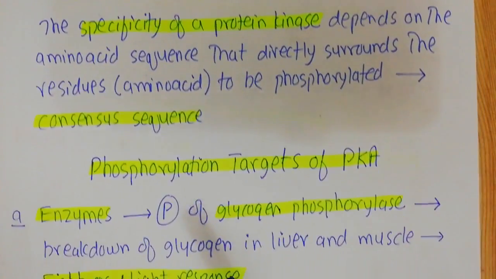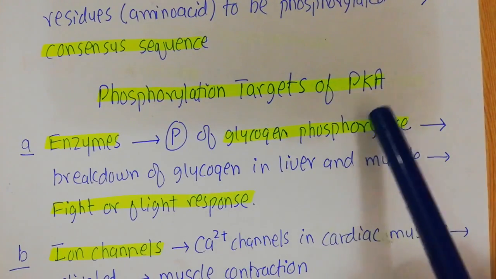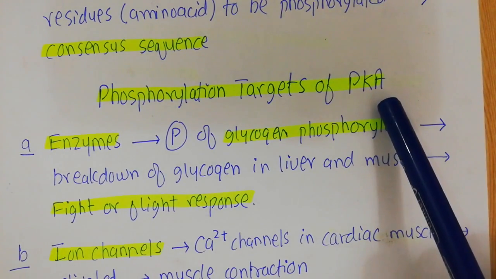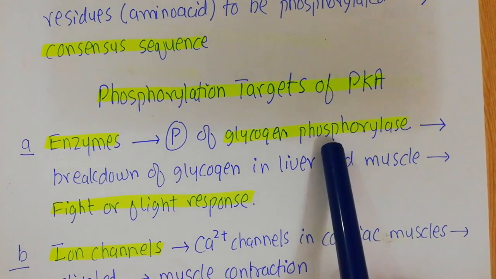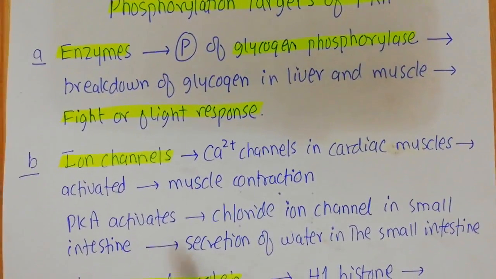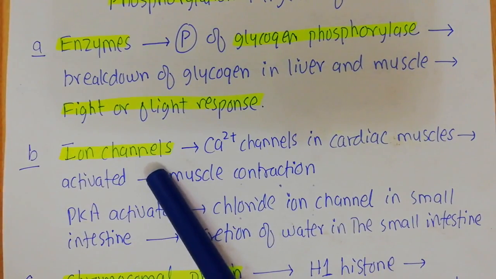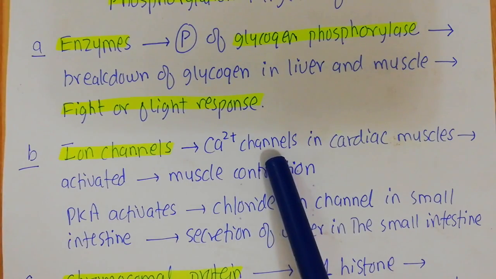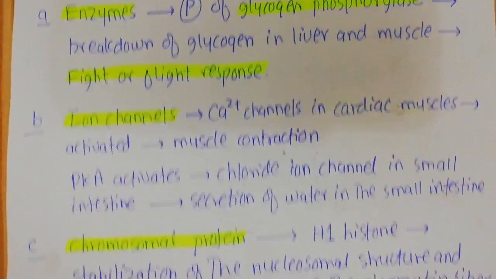Then, to give you the importance of protein kinase A, I told you about some of its targets. Protein kinase A can target different enzymes like glycogen phosphorylase, which is very important in the fight or flight response. Then I told you about protein kinase A targeting different ion channels, like the calcium ion channels in the cardiac muscles or the chloride ion channel in the small intestine.